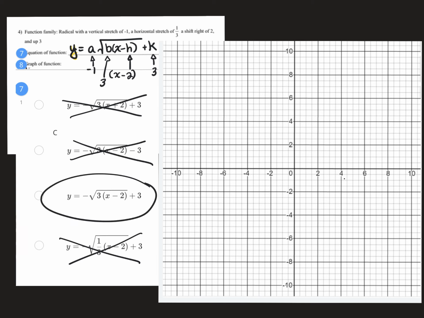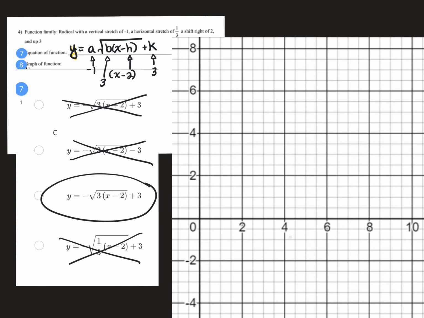Now to actually graph this. So I'm going to put the parent graph in here. I wanted to just focus in on one section of the graph here, all right? So I know that the parent graph, and I'll just use some gray for this, has its vertex at 0, 0. And then I know based on the pattern of points, we're going to go to the point 1, 1, and then we'll be at the point 4, 2, and then we'll be at the point 9, 3. So this would be my parent graph, okay?